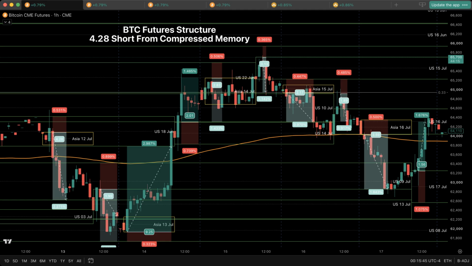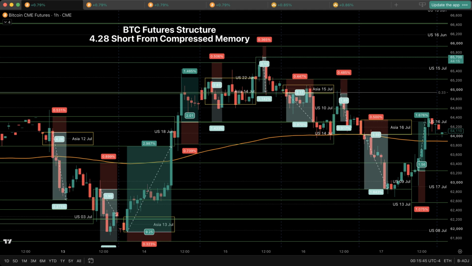Entry comes from July 15th Asia lower boundary. Stop sits at July 15th US lower boundary. Target sits at July 14th Asia lower boundary. Trail moves toward July 10th US midpoint. Risk-reward ratio reaches 2.17. The short works because the stacked line fails.